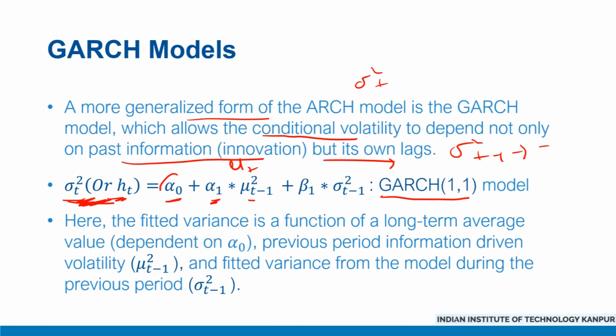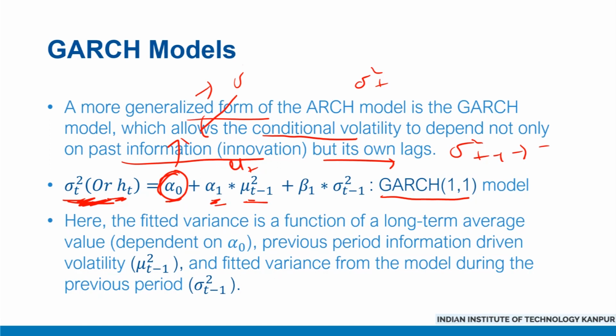First and foremost, the term alpha naught makes this model capable of handling what we call the long-term mean reversion property. This term helps the model achieve some kind of long-term mean, so that when the sigma square t estimate is higher than normal levels, it tends to pull it towards some long-term mean, and when it is lower, it pulls it higher towards that long-term mean. So alpha naught drives that property. We'll see the value of that long-term mean shortly.